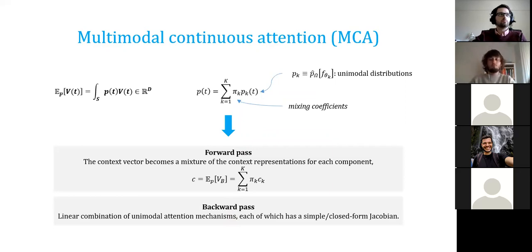Although this definition is generic in what concerns the type of distribution we use, in this part we focused on the case where alpha is equal to 1, in which each unimodal attention density is a Gaussian, and the multimodal case corresponds to a mixture of Gaussians.